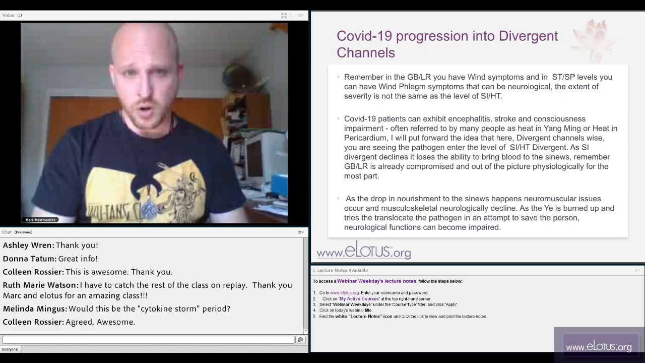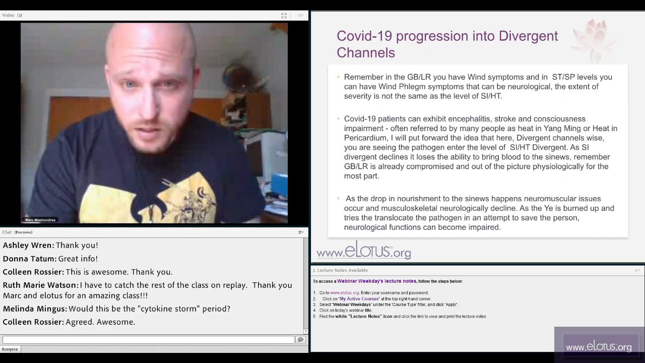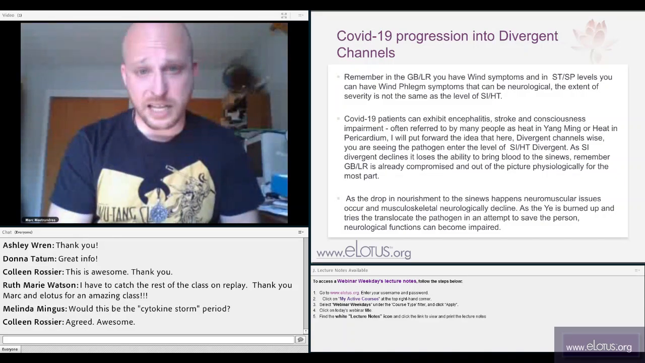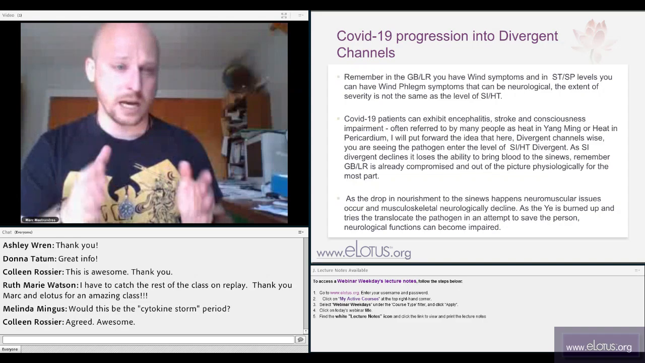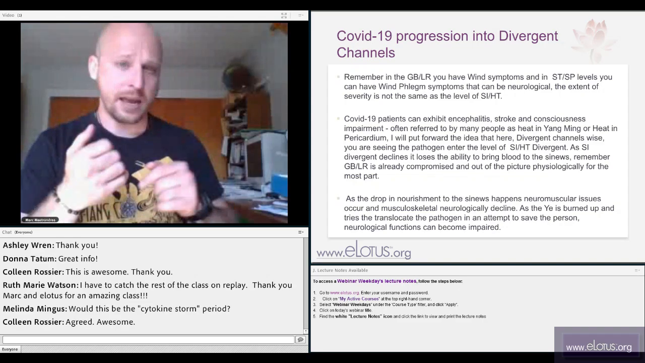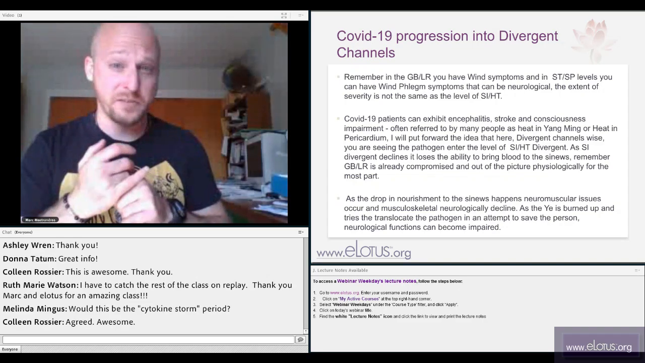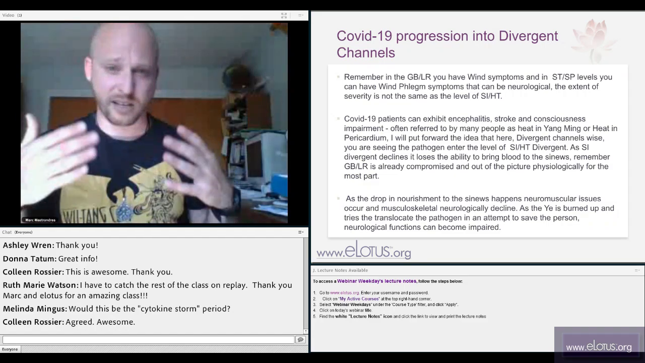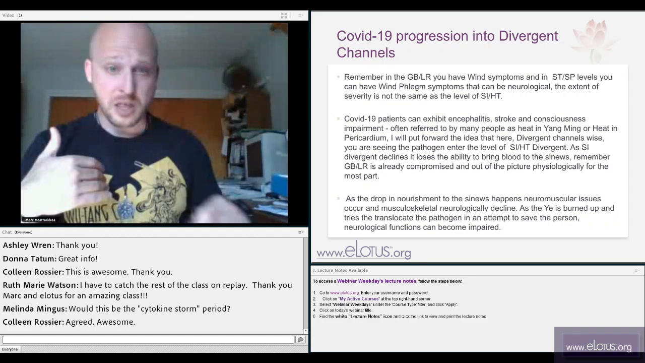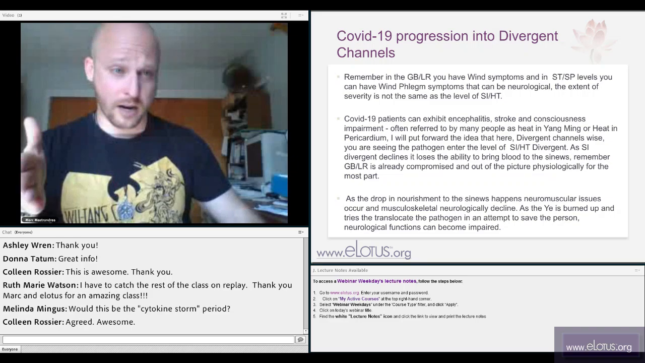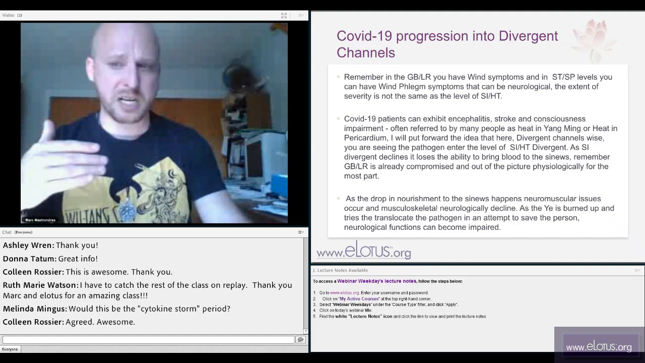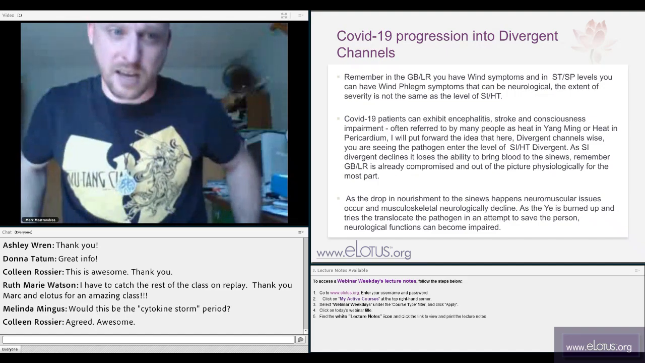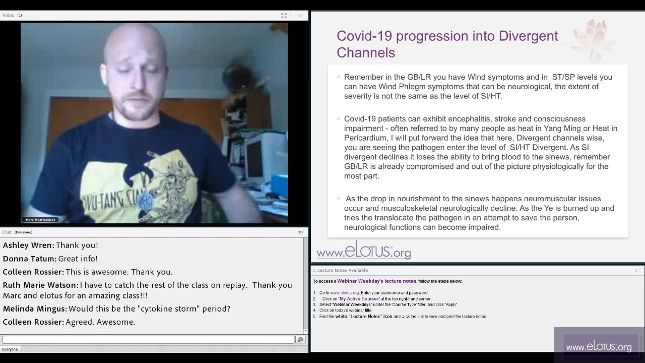All right, so remember in the gallbladder and liver divergent, you started to have wind neurological symptoms. They're more minor. Then at the stomach and the spleen, you start to have wind phlegm symptoms. They become more neurological, right? But the extent of severity here in the level of the small intestine and the heart is not the same. Much more severe neurological symptoms. This is where a lot of the real, real hardcore neurological symptoms are really kicking off, right?